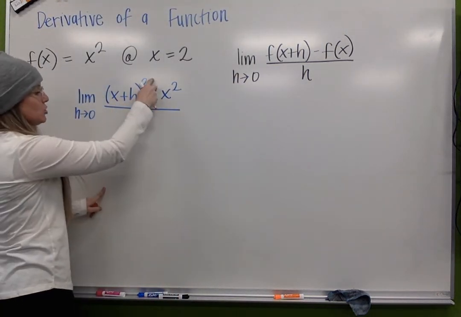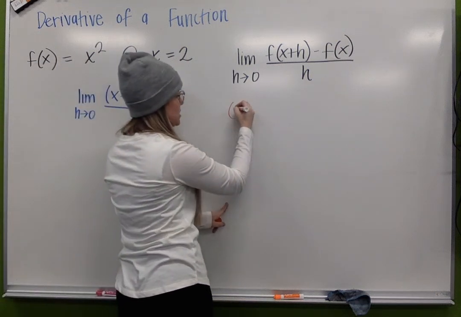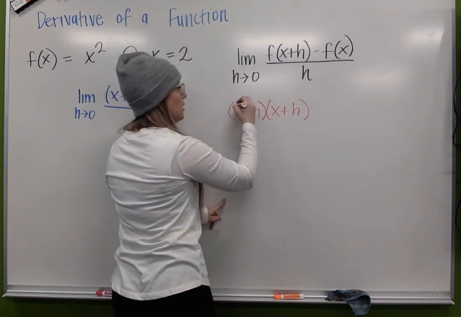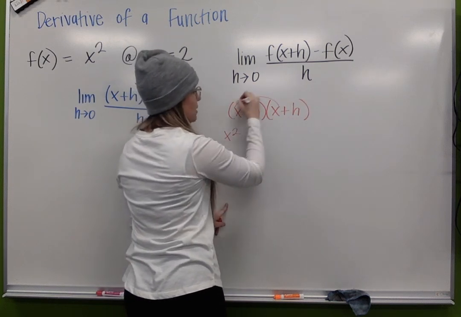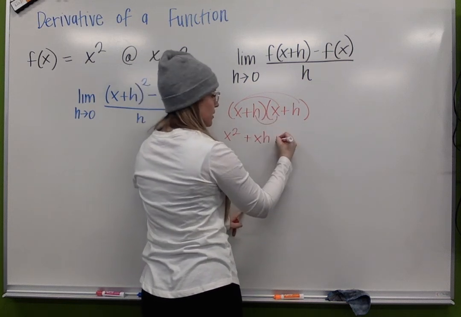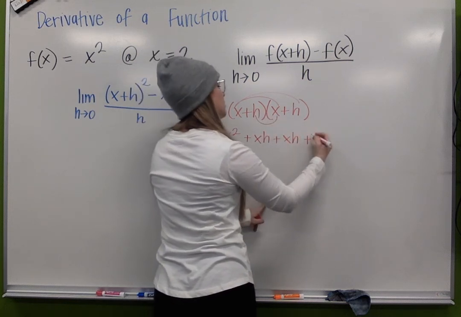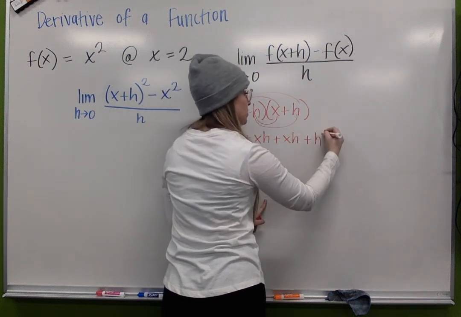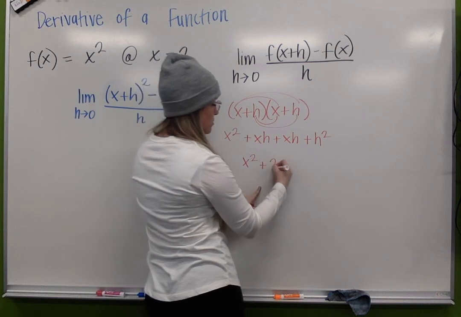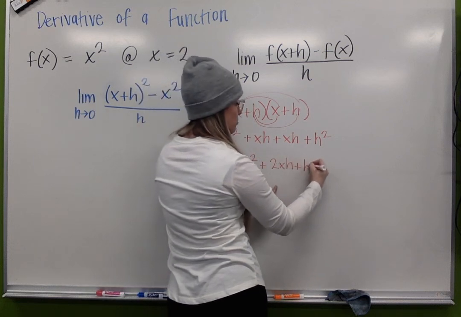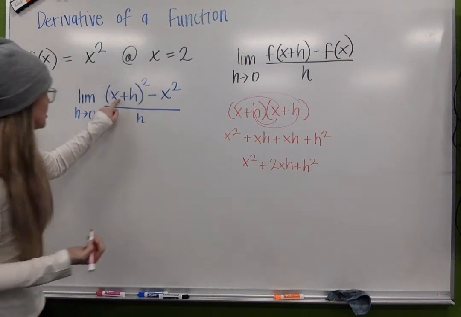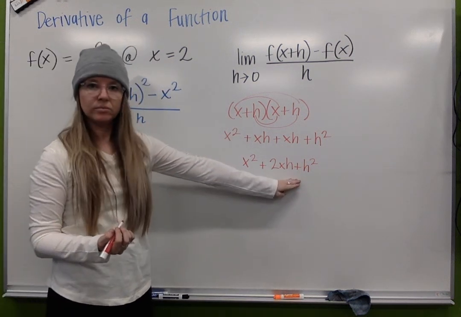So my x plus h squared, I'll just kind of side this, x plus h times x plus h. X times x is x squared. X times h is xh. H times x is xh plus h times h, that's h squared. So right now I have x squared plus 2xh plus h squared. So I FOILed everything together, my x plus h squared, and this is what I have.